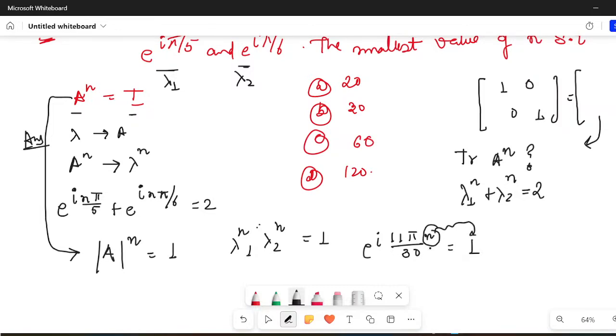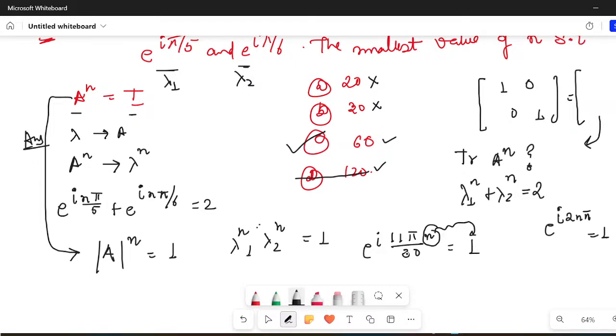So what should be the least value of n? You should remember that e raised to power iota 2n pi is equal to 1. Basically, if whatever is accompanying iota is an even multiple of pi, then things would work. So 120 can give you, even 60 can give you, 30 cannot give you, 20 cannot give you. Among 60 and 120, 60 is smallest. So 60 would be the answer.